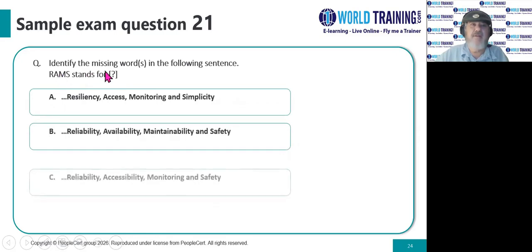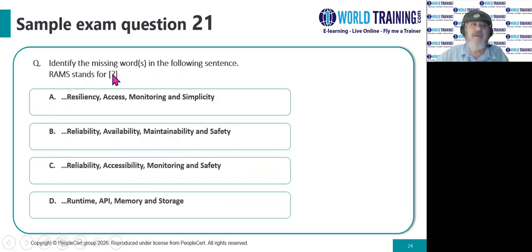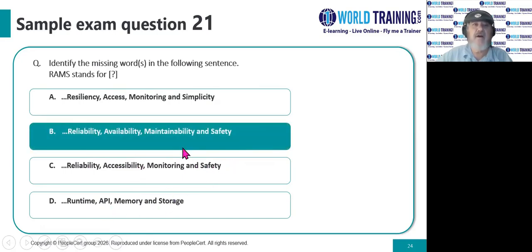Question 21, identify the missing words in the following sentence. RAMS stands for, and again, this is a very explicit acronym, so you might have to do a lookup on the exam if you don't remember. Certainly monitoring was not one of it, so A is not right. Availability was not one of the RAMS items either, so not B. Reliability, accessibility, monitoring, safety. I think that's it. Definitely not memory and storage. So C. Oh, I got it wrong.